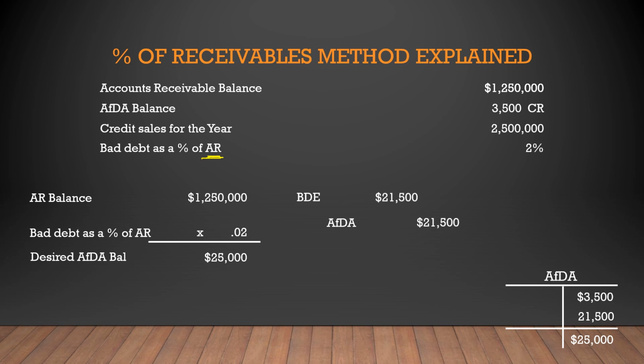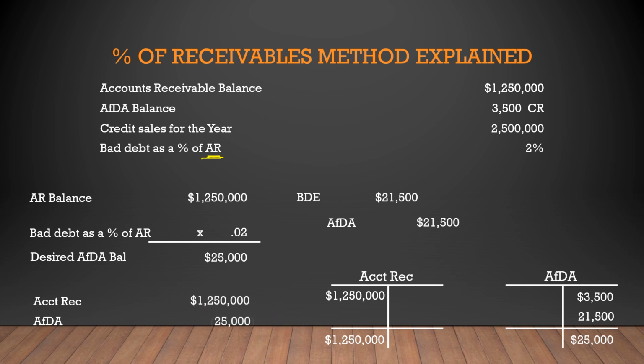To build this section of the balance sheet, we'll take the AR balance of $1,250,000 and net it against the $25,000 credit balance in AFDA to get an NRV of $1,225,000.